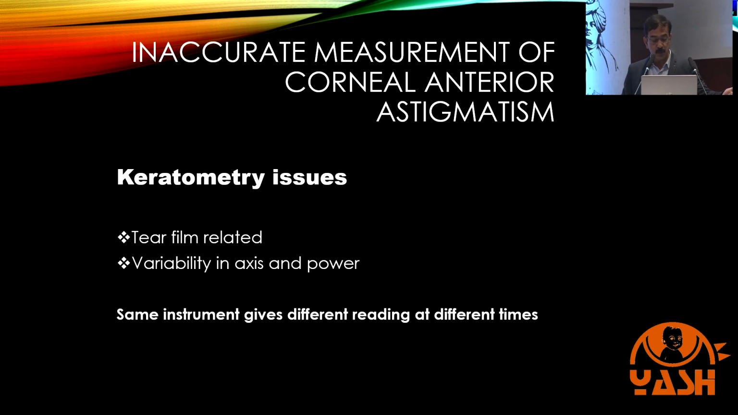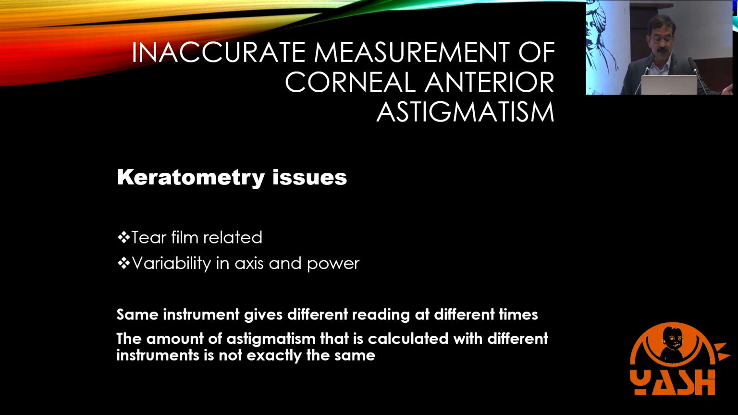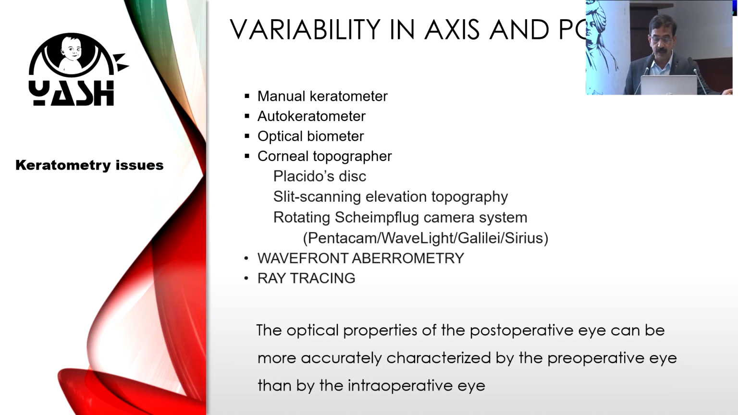You know that the same instrument gives different readings at different times, or the amount of astigmatism calculated with different instruments is not exactly the same. To tackle this issue, there are many instruments where you can measure this: a manual keratometer, auto keratometer, optical keratometer, corneal topographers with Placido disc, then OPD-Scan a few years back, then Scheimpflug camera systems like Pentacam, Wavelight, Galilei, and Cirrus. To add to the list, we can have keratometry from the biometer, and aberrometry and ray tracing also.